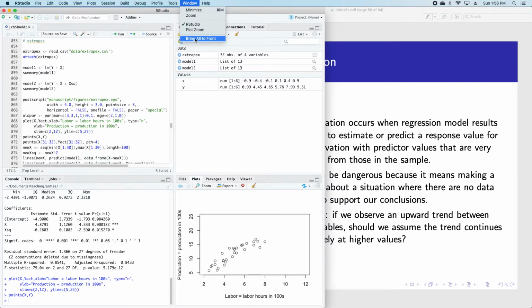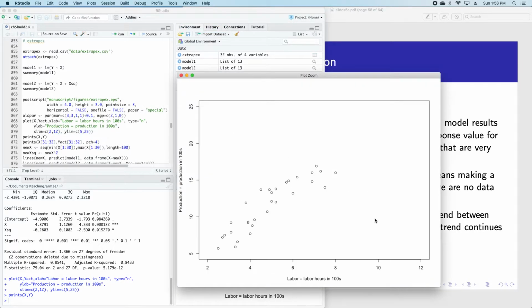Where's my plot? There it is. Okay, so let's just focus on this part of the plot so far. I've extended the axes because I'm going to illustrate what can go wrong with extrapolation, which is when we're trying to predict outside the scope of the model.